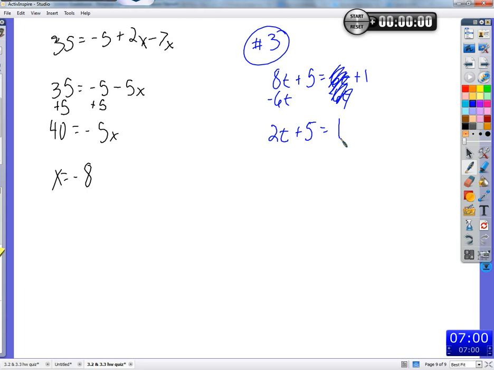Remember those last two steps I said? Typically the last two steps of solving an equation look like this. Get rid of the constant, divide by the coefficient. Get rid of the constant, divide by the coefficient. There it is.